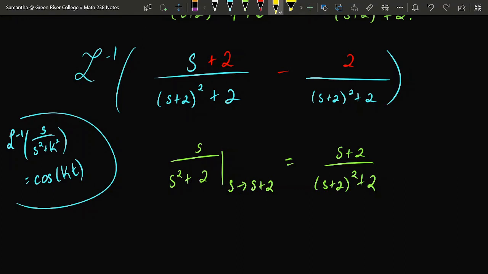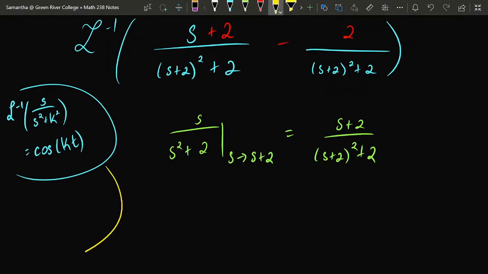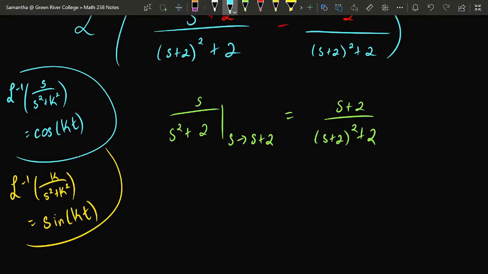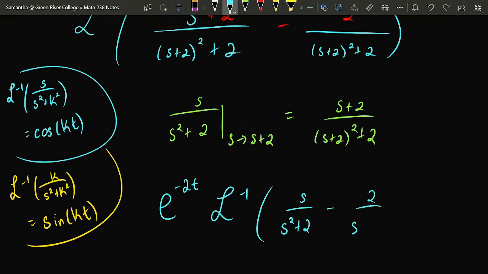So now that I've rewritten the first expression so that it's truly equal to a shift in one of the entries in my table, I ended up with a second term which is a shift of another one of the entries in the table, namely the entry concerned with sine. If I take the inverse of number divided by s squared plus number squared, the result of that is sine of number times t. So my function is equal to e to the negative 2t multiplied by the inverse Laplace transform of the unshifted function, s divided by s squared plus 2 minus 2 divided by s squared plus 2.